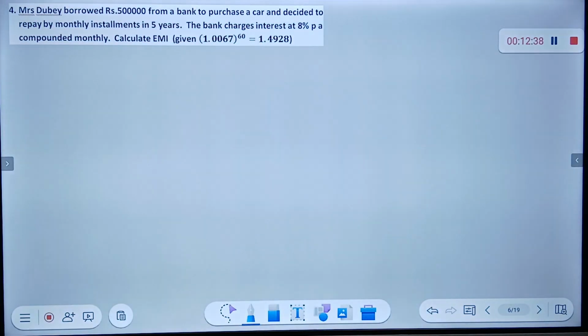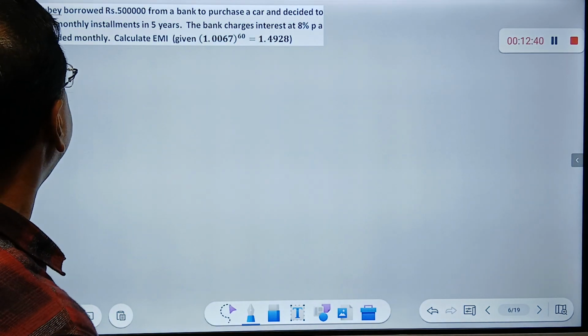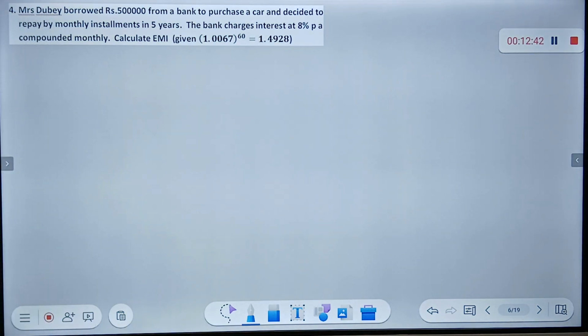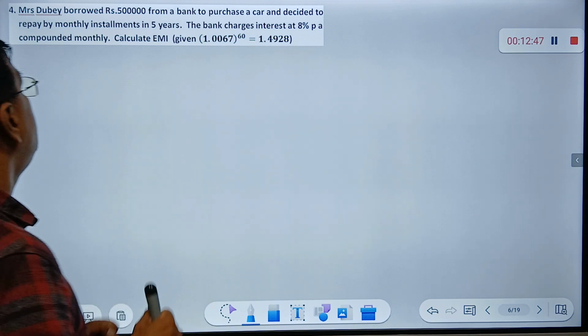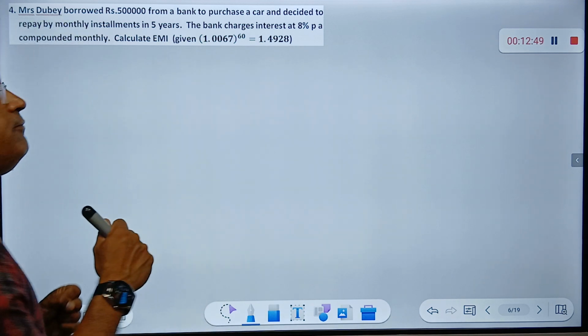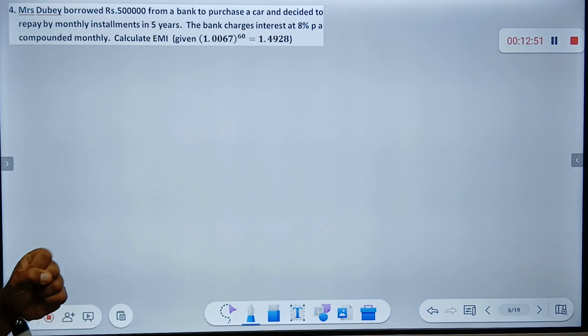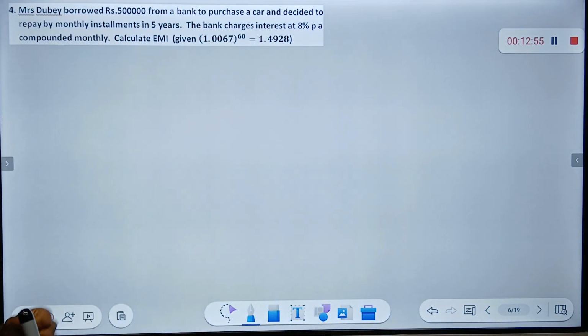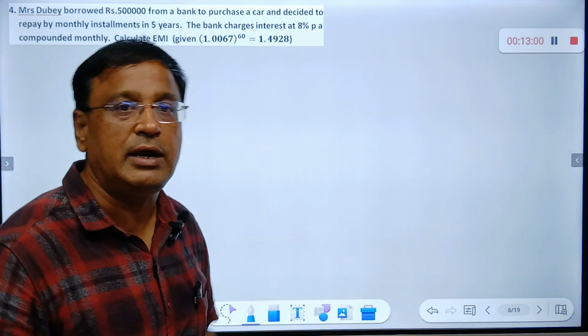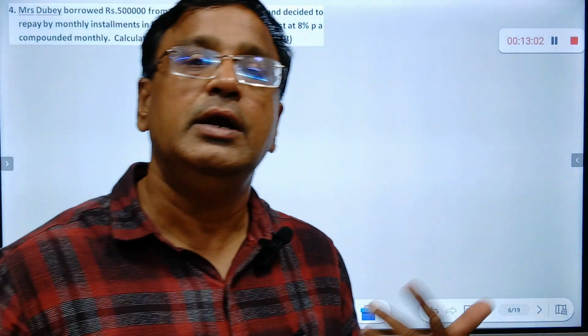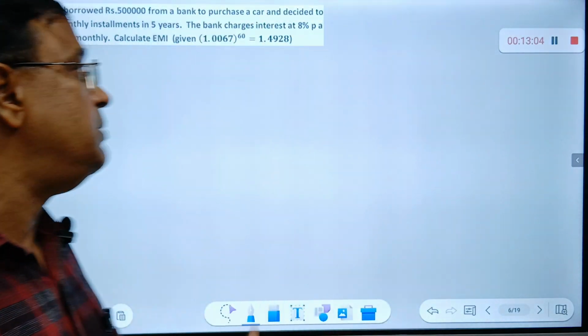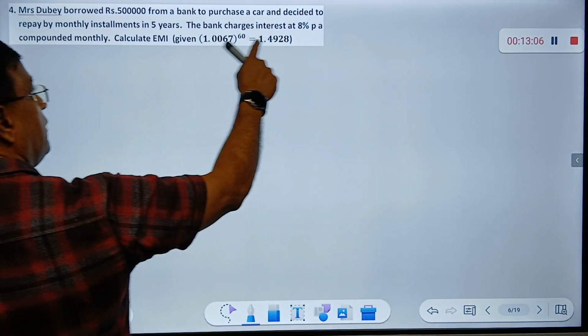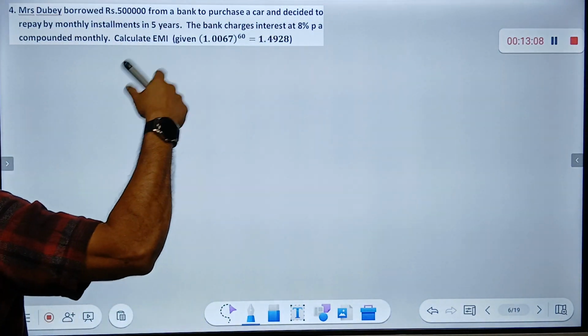Okay, let's go to question number 4. Mr. Dubey borrowed 5 lakhs from a bank to purchase a car and decided to repay monthly installments in 5 years. The bank charges an interest of 8% per annum compounded monthly. Calculate EMI. Here he has not said whether it is flat rate method or anything, so by default I take it as reducing balance method. Plus the data suggests that I have to use reducing balance method because I'm going to use the formula.